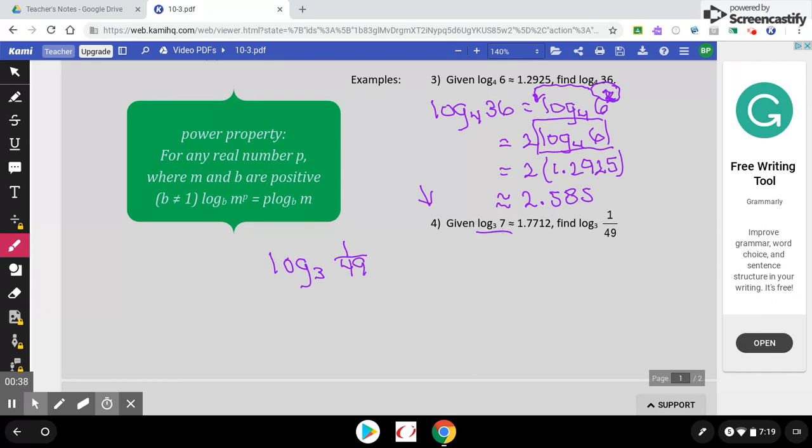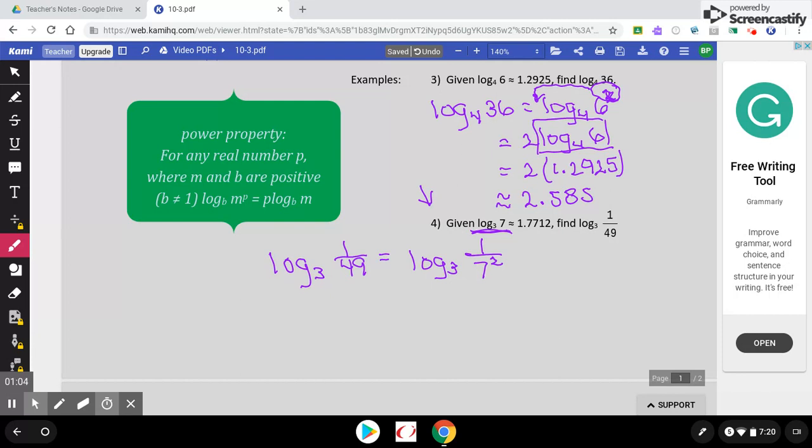And the given information has a 7 in it. Somehow I got to work a 7 into this problem. So 1 over 49. Well, what's another way I could write that? Well, 7 squared is 49. So now I got a 7 in the problem. That's helping because in the directions it said something about that.